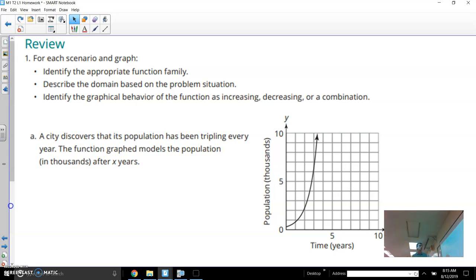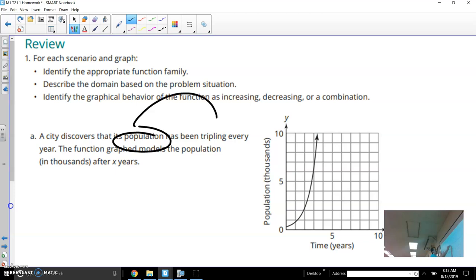So for each scenario and graph, we're going to do three things. We're going to identify the family. We're going to describe the domain, and we're also going to identify the behavior of the graph as increasing, decreasing, or maybe a combination of the two. So the first one says the city discovers that its population has been tripling. So one thing, population always goes with the similar concept. And when we think about the word tripling, is that more adding, subtracting, multiplying, dividing? Definitely more multiplying. And so we're seeing this graph grow exponentially really quickly. And so if I had to put this in a family, it's definitely exponential.